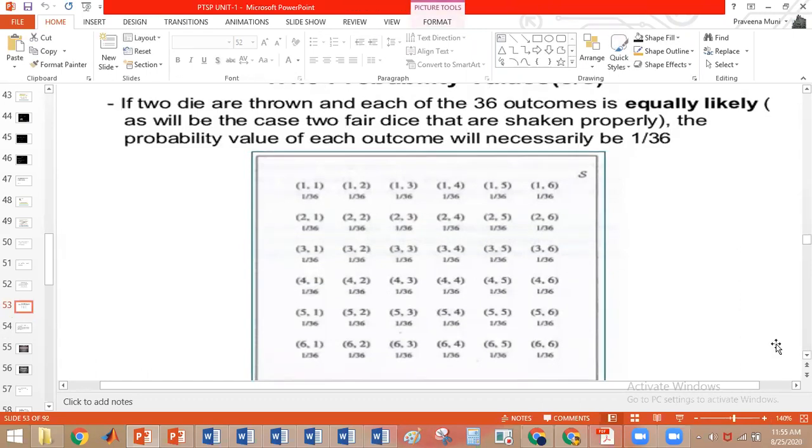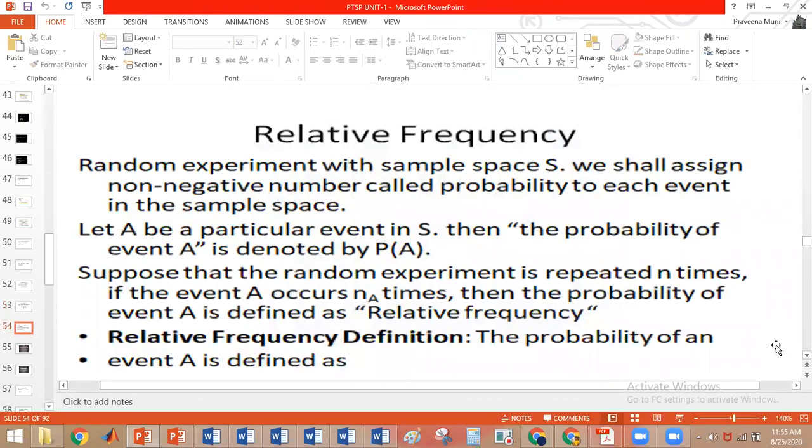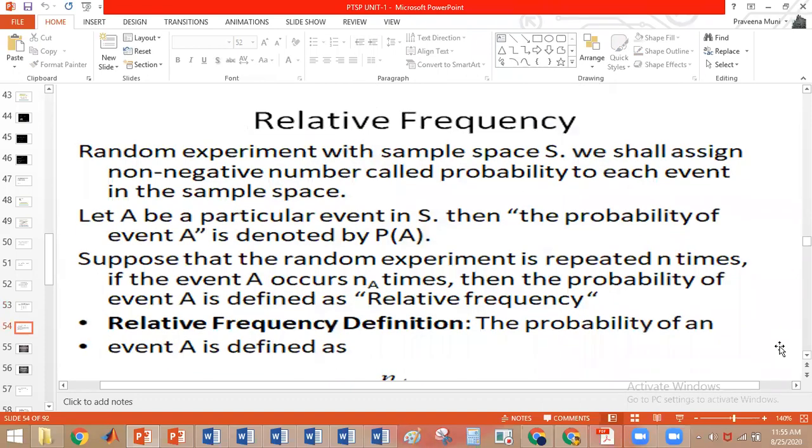Next we'll see the next example. What is relative frequency? The probability can also be defined with respect to relative frequency. Till now we have discussed probability using sets. If you have sets, we have a sample space.